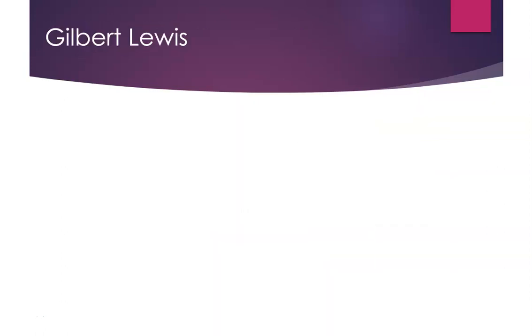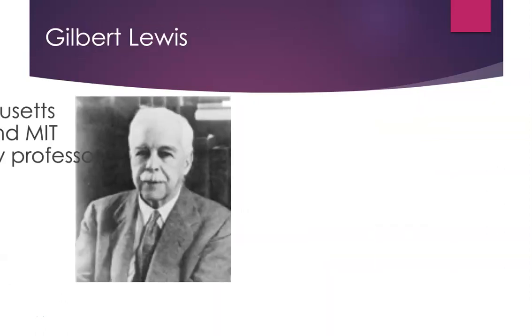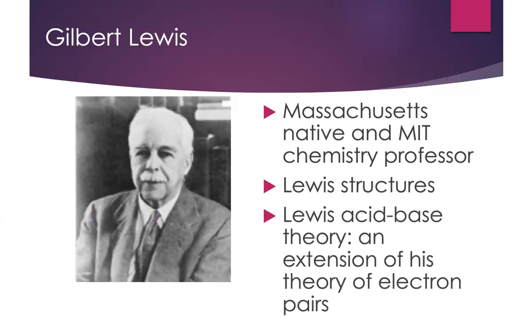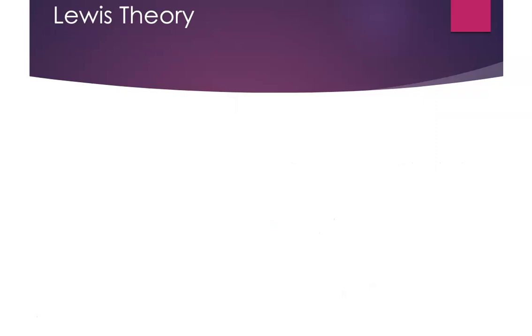Okay, now there is actually a third acid-base theory, and it was proposed by Gilbert Lewis, who was a Massachusetts native and spent some of his career as a chemistry professor at MIT. And you might remember him from Lewis structures, which we spent a lot of time learning how to draw. All right, and his acid-base theory, which was also proposed in 1923, is an extension of his work and his emphasis on electron pairs. This is an enrichment topic, but I'm going to mention it because it's really interesting, and when you go on and take more chemistry in the future, this will be very important.